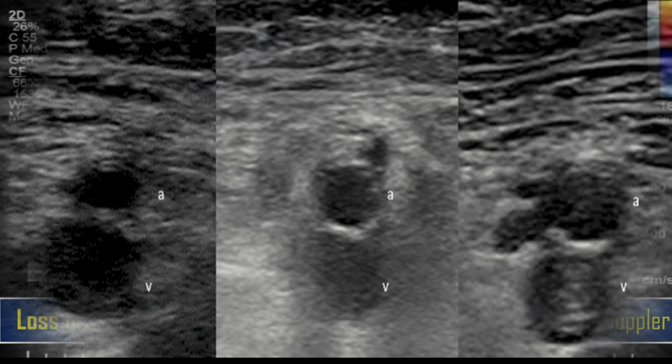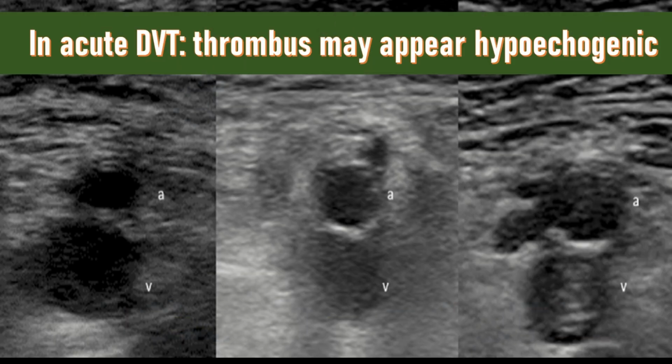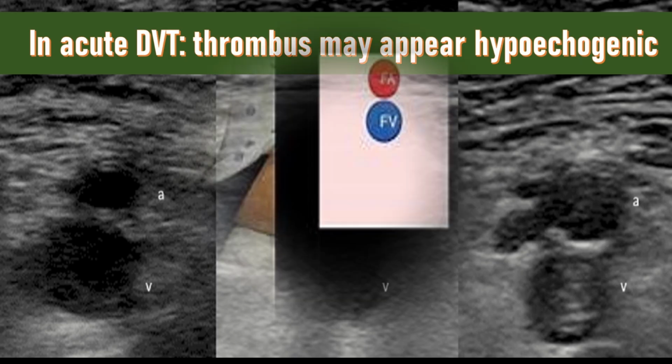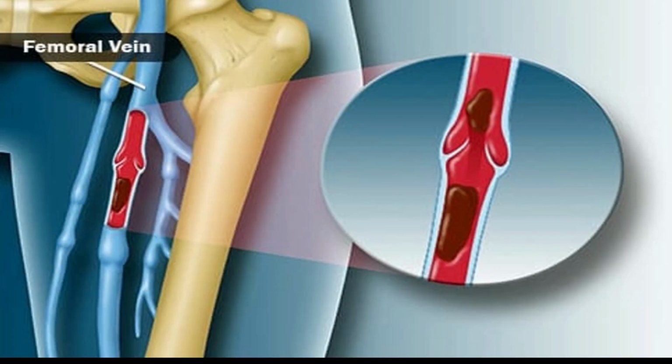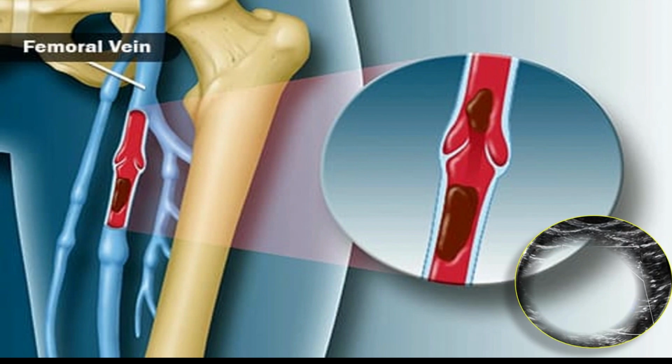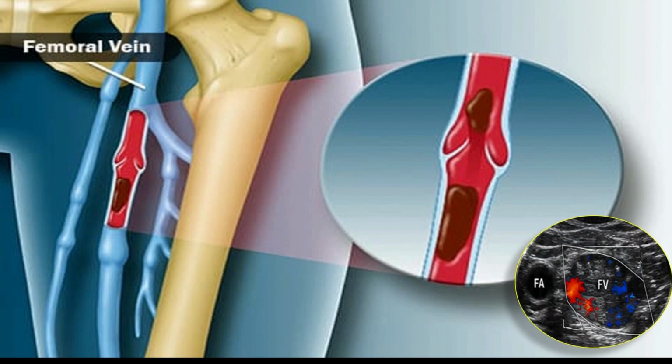In acute DVT, the thrombus may appear hypoechoic. In chronic DVT, the vein may become smaller, irregular, and partially recanalized. So, femoral vein DVT is the formation of a blood clot within the femoral vein. Ultrasound typically shows a non-compressible vein containing echogenic thrombus with absent or reduced Doppler flow.